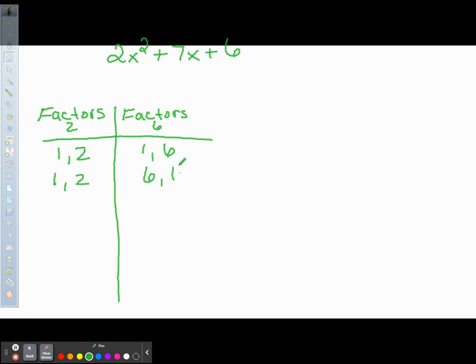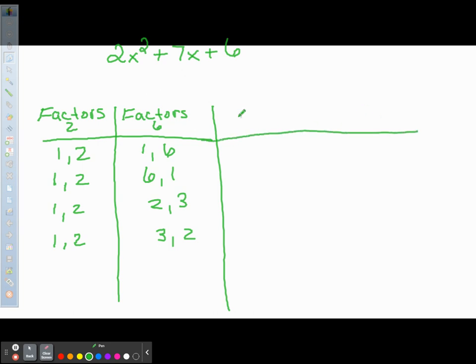Now, are there other factors of 6 besides 1 and 6? What are they? 2 and 3. So you could do 1 and 2 and 2 and 3. Or you could do 1 and 2 and 3 and 2. So we have 4 possibilities here. And as I said before, if you go to start working with it and you find the one right away, you don't have to keep going.